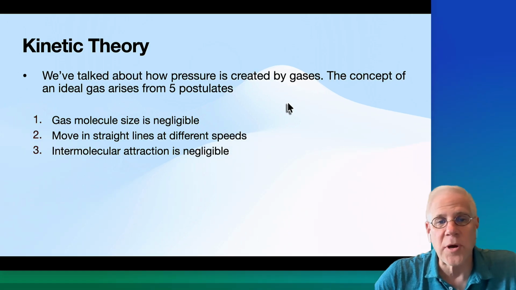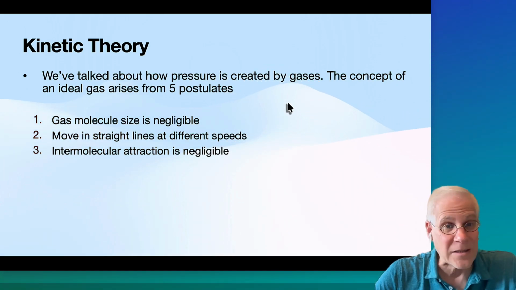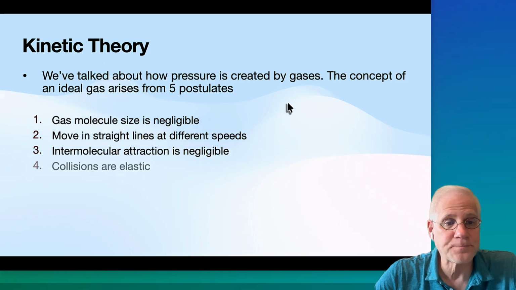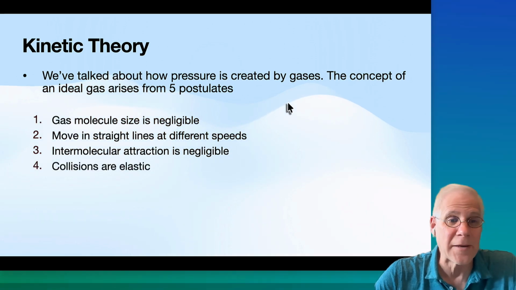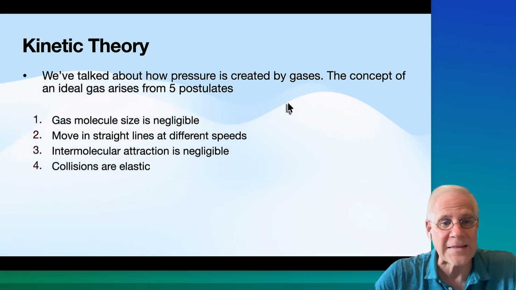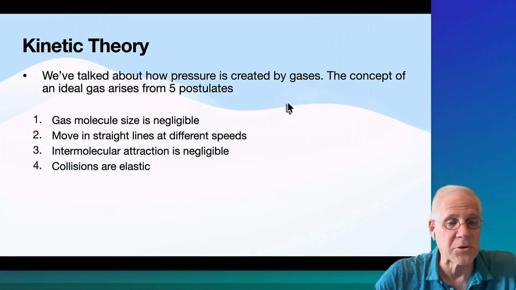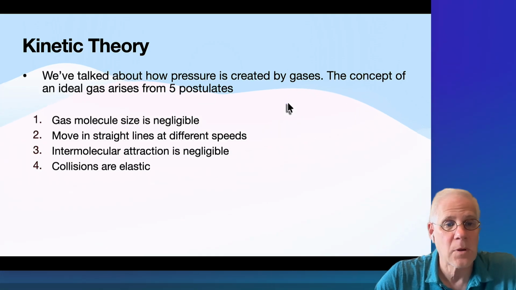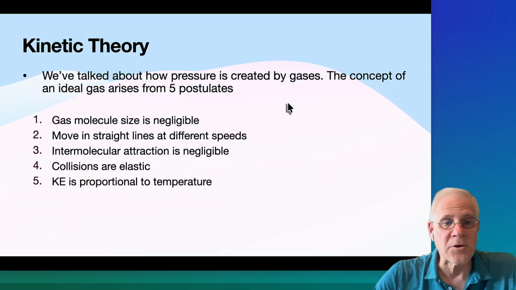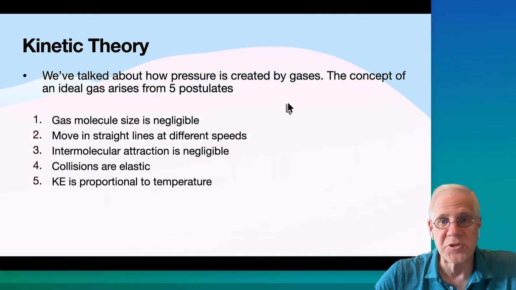Any intermolecular attraction is negligible, so the molecules don't interact with each other. They might collide and bounce off. When they do collide and bounce off, those collisions are elastic, meaning that no energy is lost, and so they might change direction, but they won't necessarily change speed. And the kinetic energy is proportional to temperature.